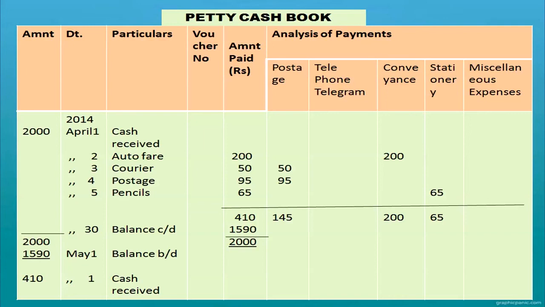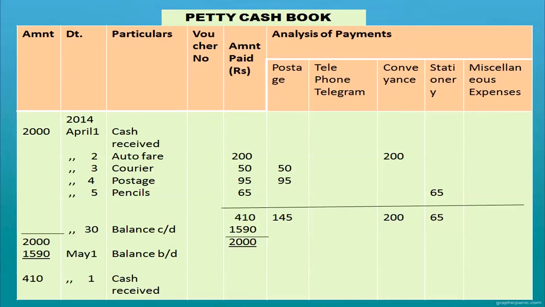In the petty cash book, cash received on April 1st, 2014, 2000, on the debit side you are writing. In the cash book also, you will write on the debit side, cash received. And in the particulars column here, you will write both receipt accounts and payment accounts. So, for auto fare, you have made payment. Courier, you have made payment of rupees 50. Postage rupees 95 and pencils as stationery, you have made payment of 65 rupees.